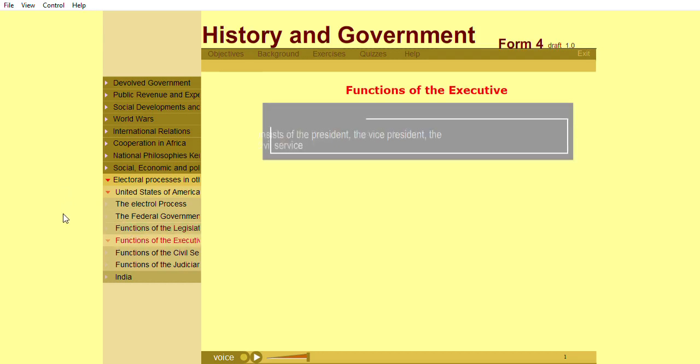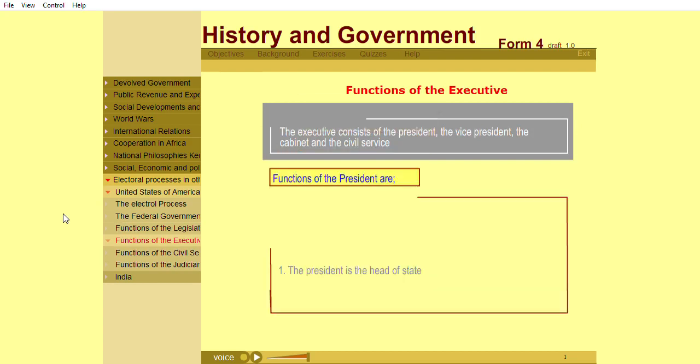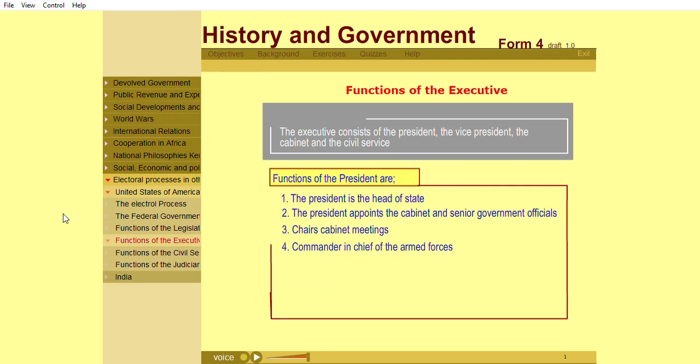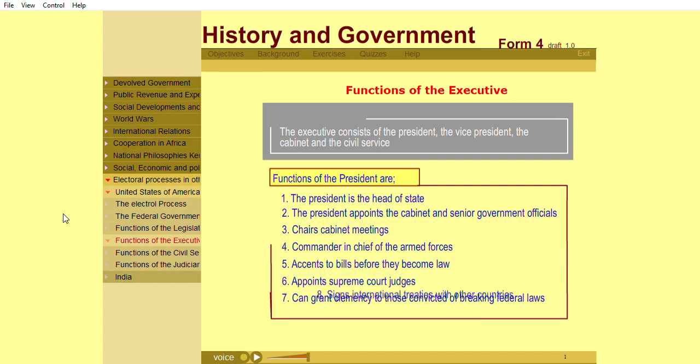The executive consists of the president, the vice president, the cabinet, and the civil service. Functions of the president are: the president is the head of state, the president appoints the cabinet and senior government officials, chairs cabinet meetings, is commander-in-chief of the armed forces, assents to bills before they become law, appoints Supreme Court judges, can grant clemency to those convicted of breaking federal laws, and signs international treaties with other countries.